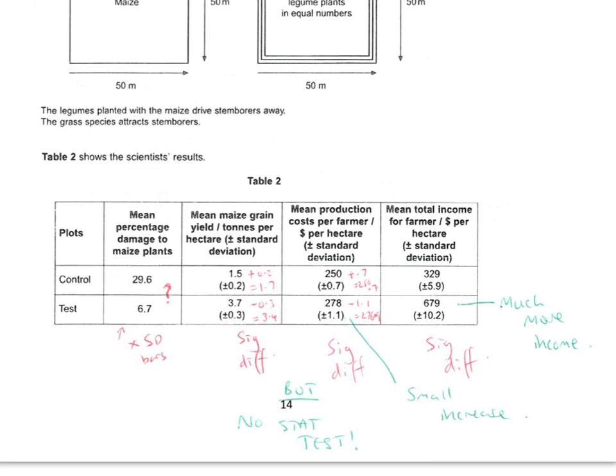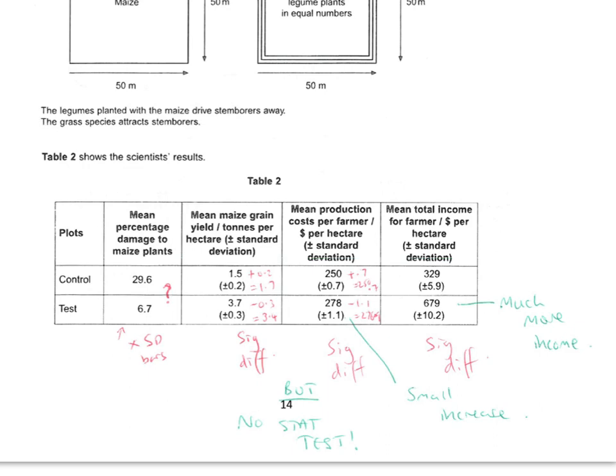Looking at these, so for the lower mean, you can add the standard deviation. For the higher mean, you can minus the standard deviation. We can see that this value is still higher than that value, so there is a significant difference. And the same for the cost for the farmer. It costs significantly more in the test than it does in the control, so that's an against point really. And then in the total income for the farmer, we can see there's a significant difference as well. So there is significantly more income per hectare for the farmer. So that's a good point.